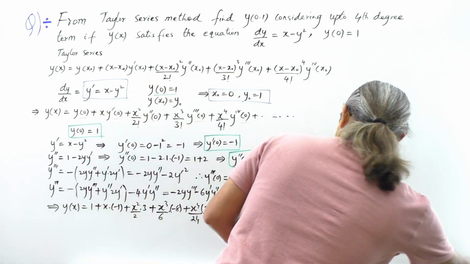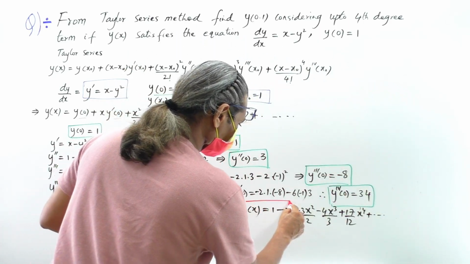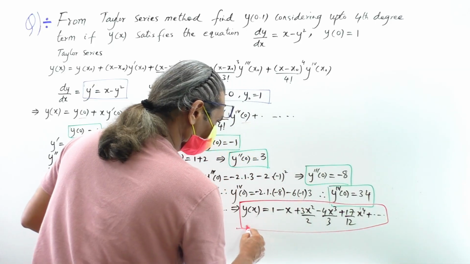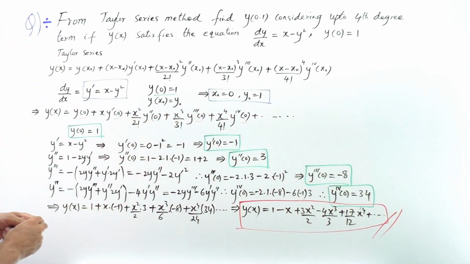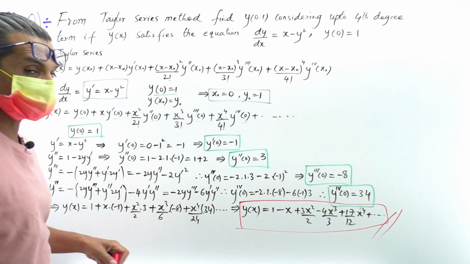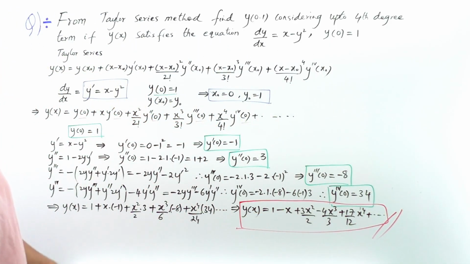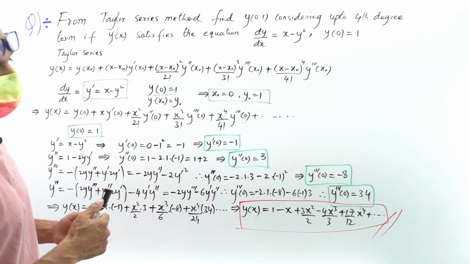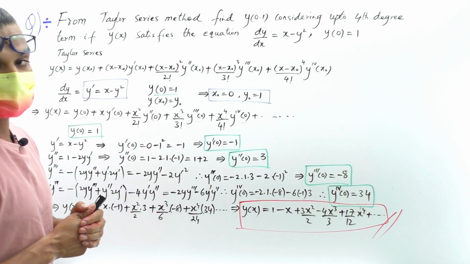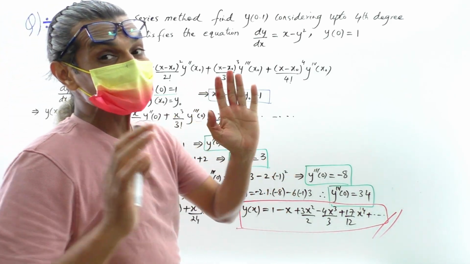So the Taylor series expansion for the given question, that is dy by dx is equal to x minus y square, is given as 1 minus x plus 3x square by 2 minus 4x cube by 3 plus 17 over 12 x raised to 4. That's the answer. But it's not complete.